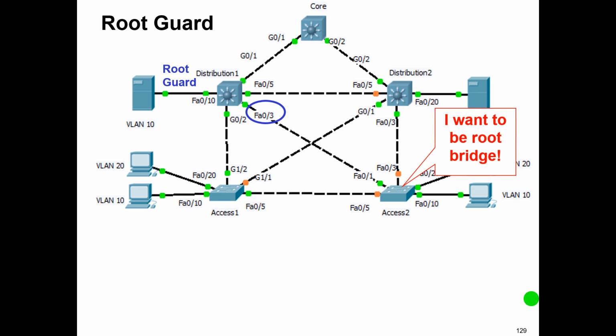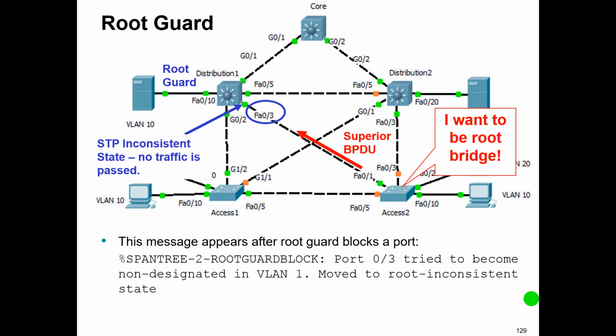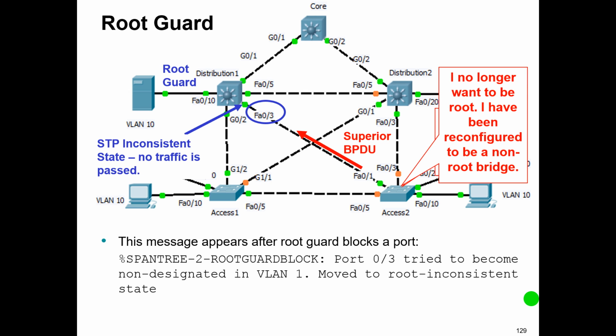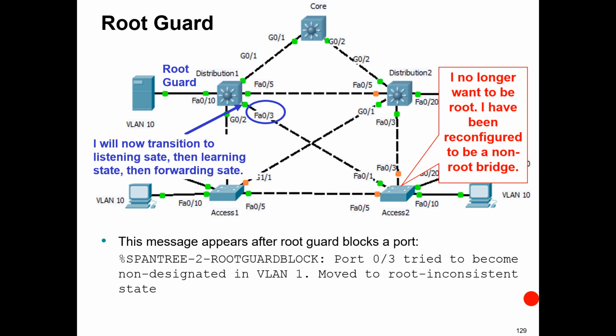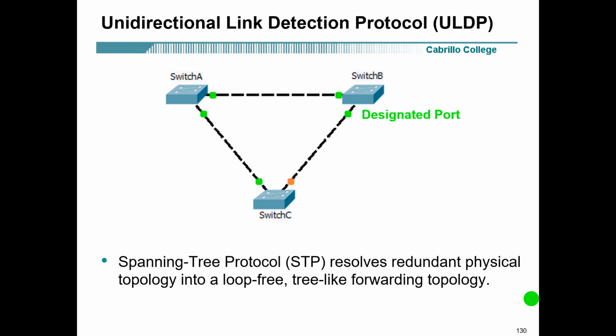For example, if access 2 wants to become the root bridge, it will send a superior BPDU to our distribution switch. A root inconsistent state will happen. No traffic is then passed. And what will happen is it will be reconfigured. It will eventually transition to a listening and learning state, and then back to a forwarding state.